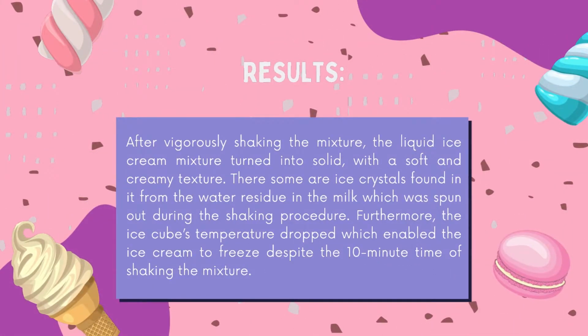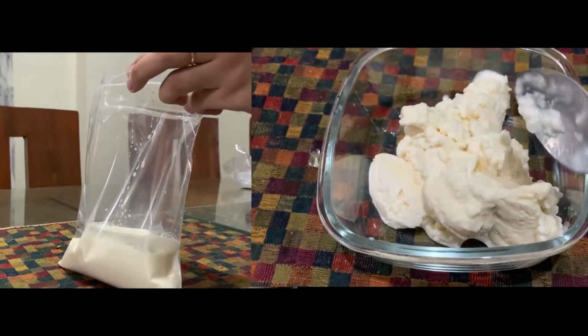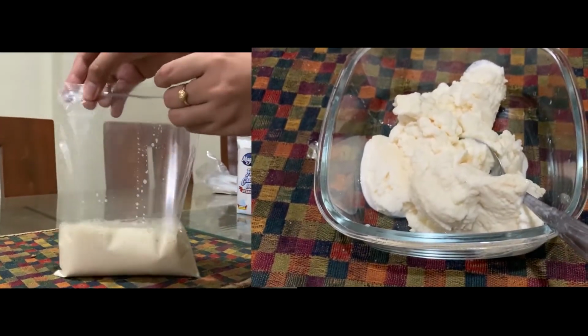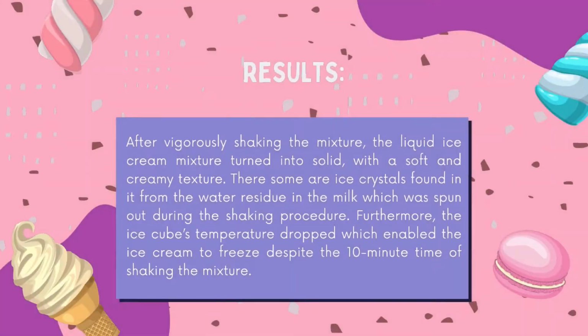Now let's discuss the results of the experiment. After vigorously shaking the mixture, the liquid ice cream turned into solid with a soft and creamy texture. There are some ice crystals found in it from the water residue in the milk which was spun out during the shaking procedure. Furthermore, the ice cube's temperature dropped, which enabled the ice cream to freeze despite the 10-minute time of shaking the mixture.